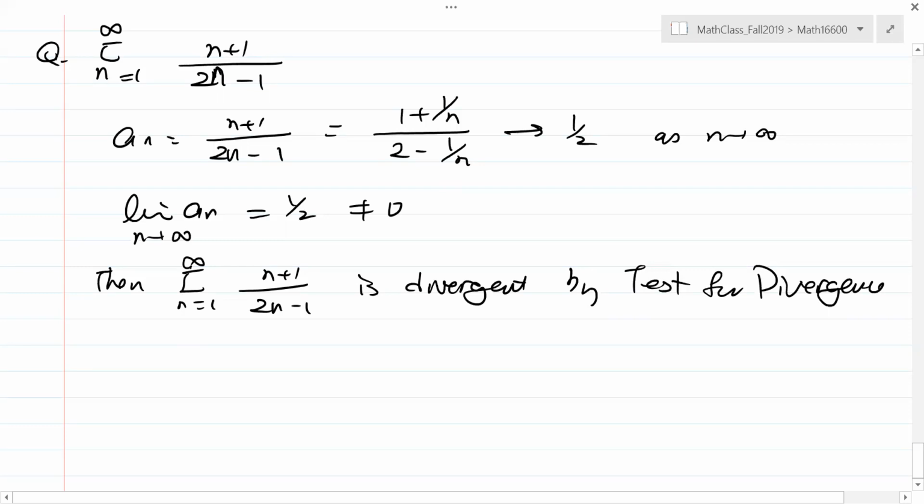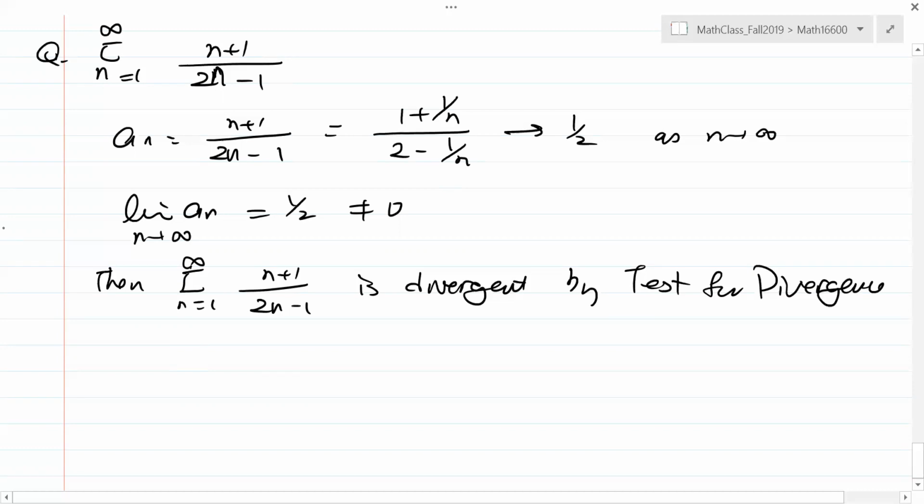Sometimes the nth term does not have a limit, okay? Still, as long as the nth term does not approach 0, then the series is divergent. It's called proof by contradiction: if it is convergent, the nth term approaches 0, right?